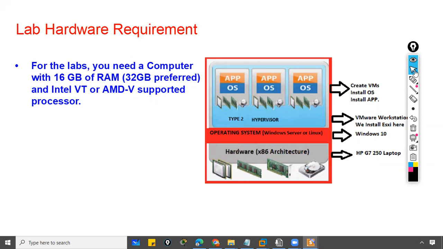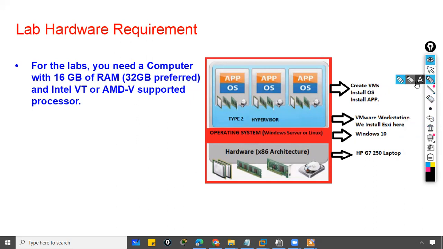And our lab will be like this. This is my computer, HP G7 250 laptop. On the top of my computer, I have installed Windows 10. And after that, you will install the VMware Workstation. Then on this VMware Workstation, you will install the hypervisor. This is the hypervisor, and you will create the virtual machine on the top of this VMware Workstation.